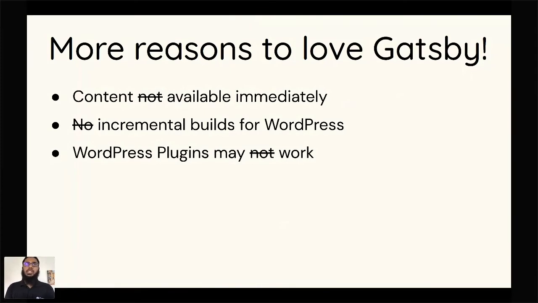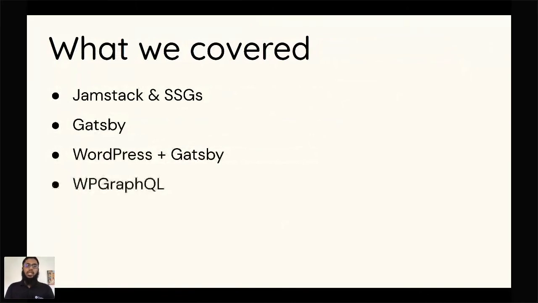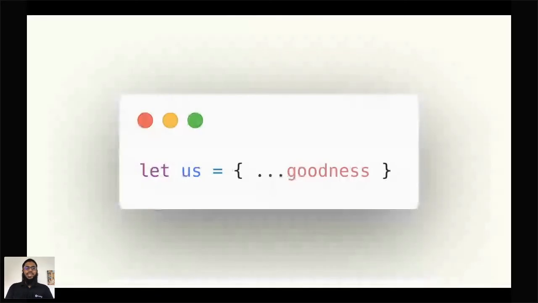I talked about this at WordCamp Asia, which we had as a live stream. So what we covered today: we spoke about Jamstack and static site generators, a little about Gatsby, and how you use WordPress with Gatsby. Then we talked about the WPGraphQL plugin. We then spoke about Apollo and how you can have dynamic things with Apollo, all the dynamic interactions, the queries, mutations, and so on. So let us spread the goodness of ourselves and the technologies we use.